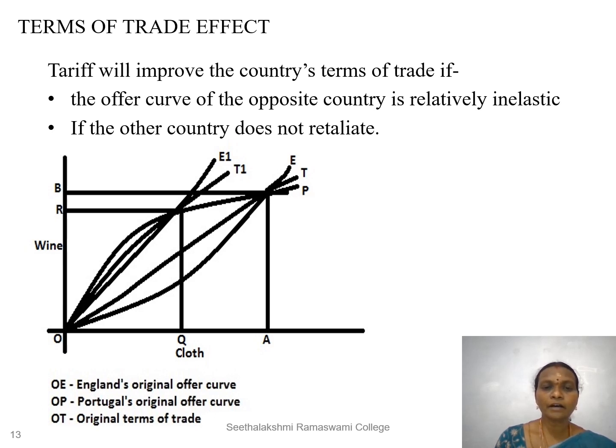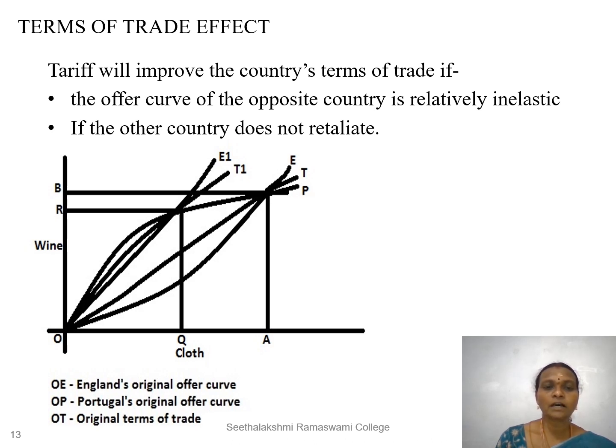Now here the offer curve of England is OE, and the offer curve of Portugal is OP. The terms of trade line, England's offer curve and Portugal's offer curve all meet at this point. So at this point, England is able to offer OA of cloth to Portugal for the wine of OB. So OB of wine is exchanged for OA of cloth. We can say like that.